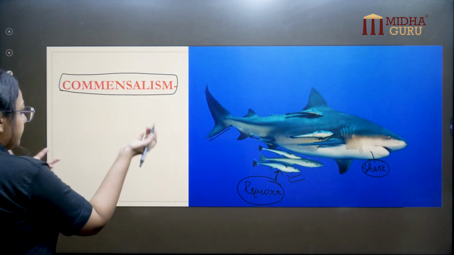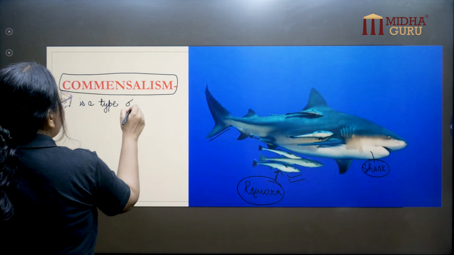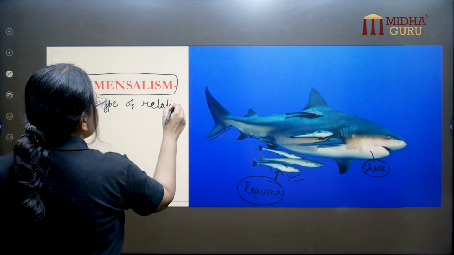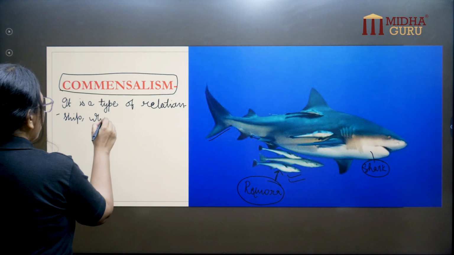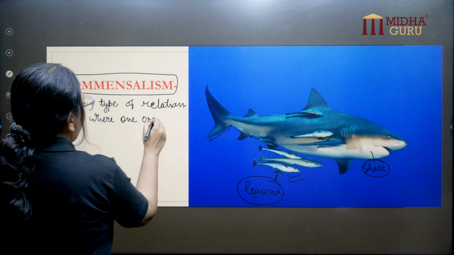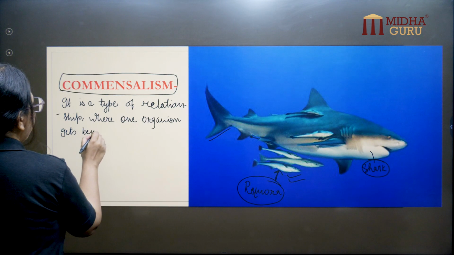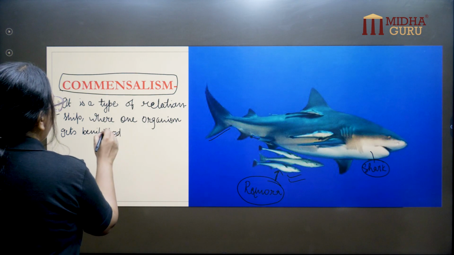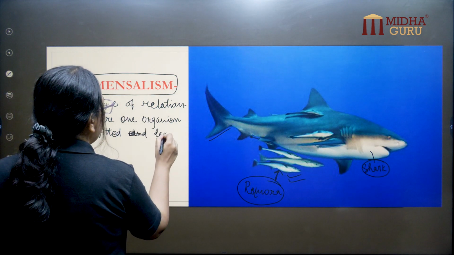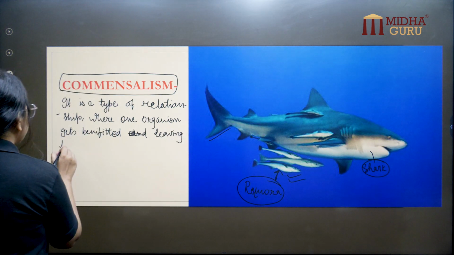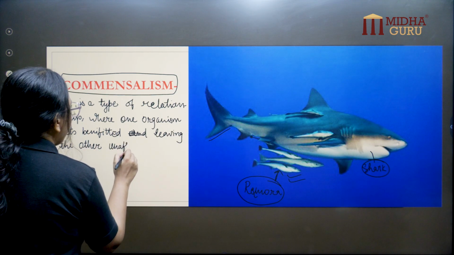So this is the case of commensalism. It is a type of relationship where one organism gets benefited, leaving the other unaffected.